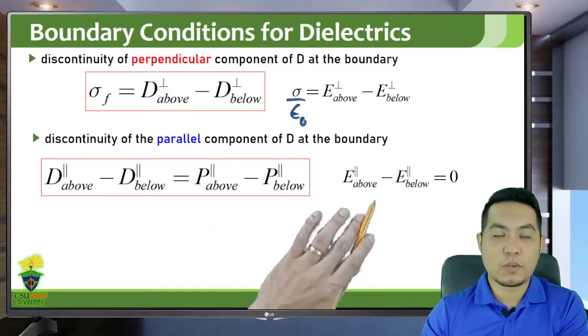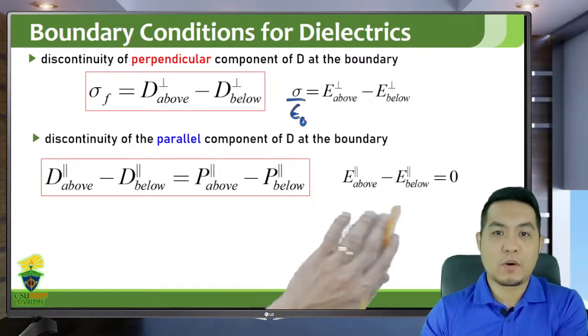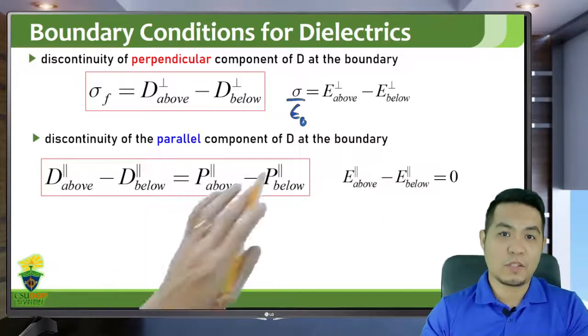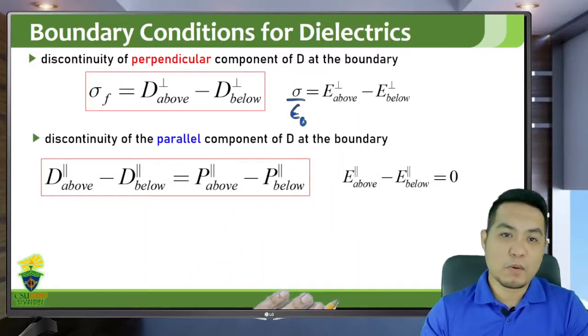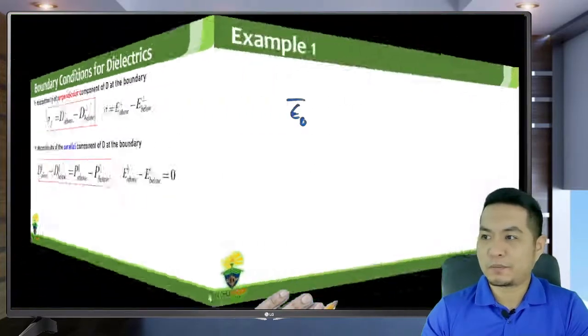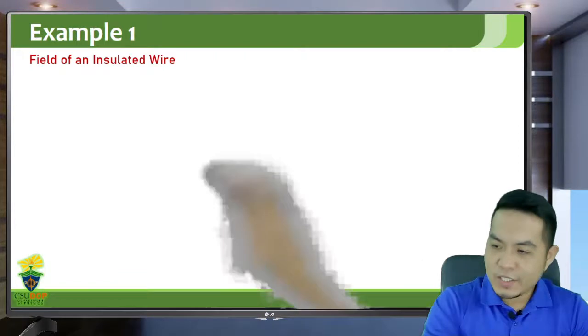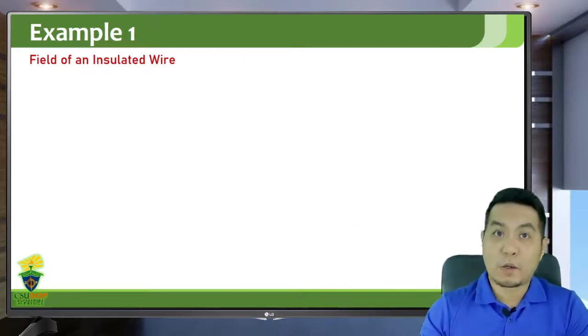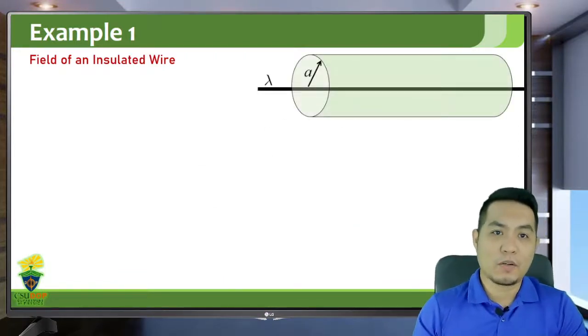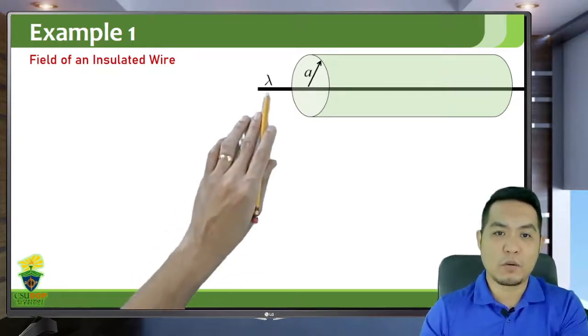So as opposed to the electric field, where the parallel components are continuous and only the perpendicular components are discontinuous. Okay, let's have an example. So this is now a combination of a conductor and an insulator. So you have an insulated wire. This is your wire, current carrying wire.